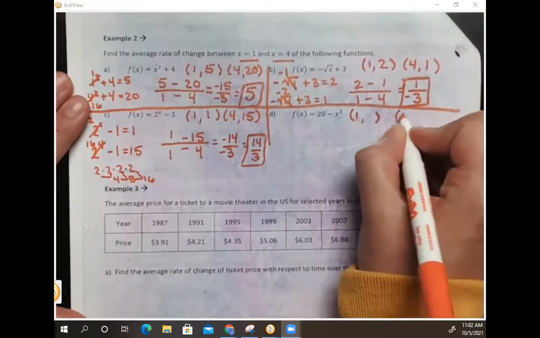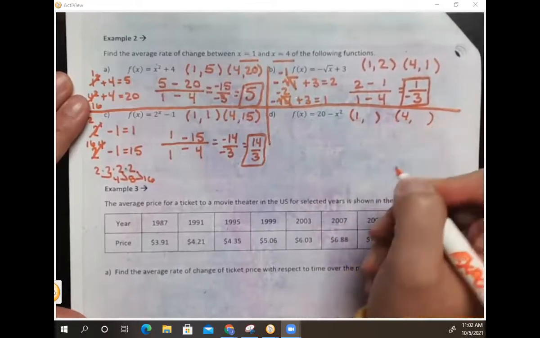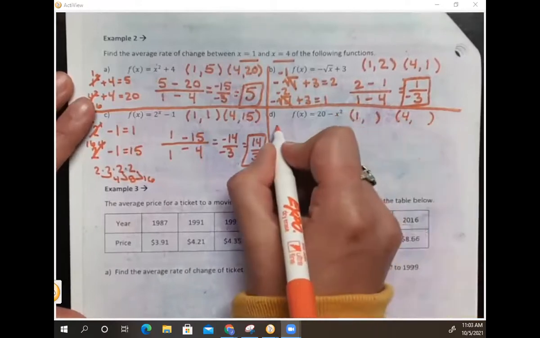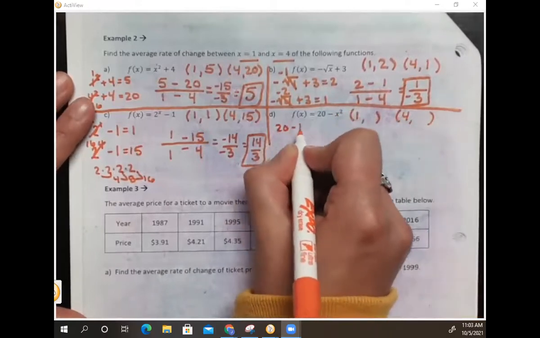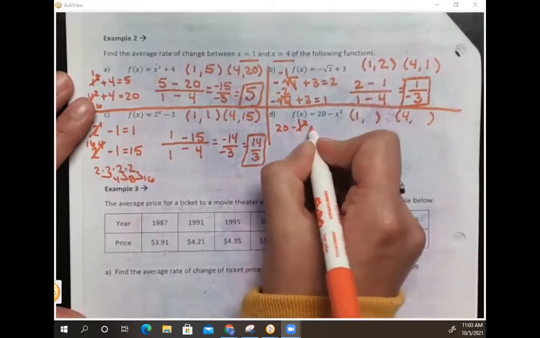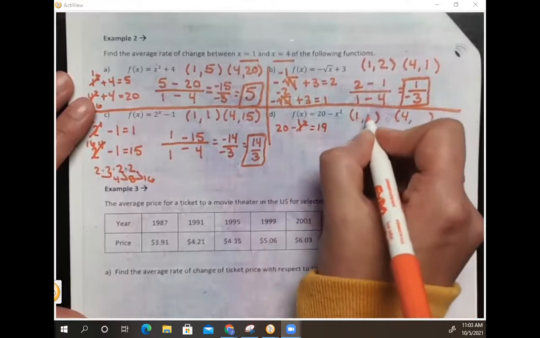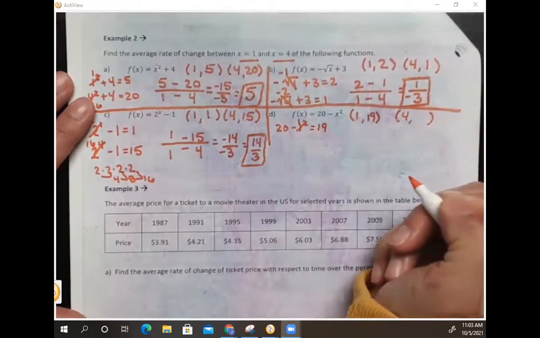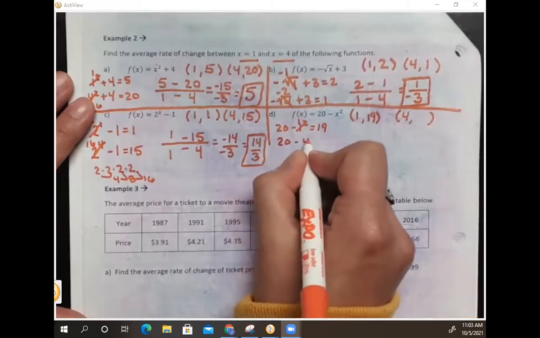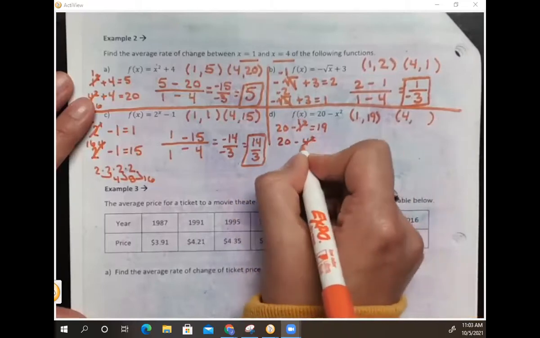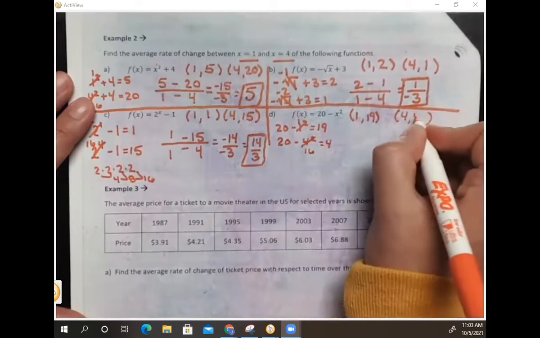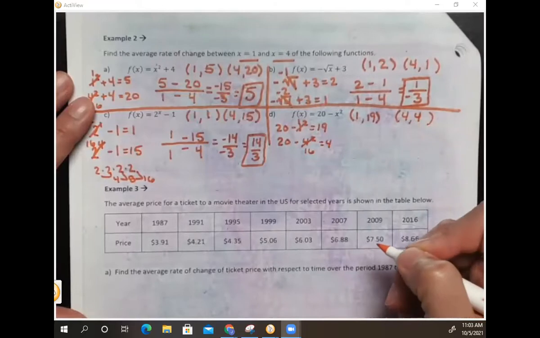Again, I know my points are 1 comma something and 4 comma something. So to find the y's, I'm going to plug in my x values. So this would be 20 minus 1 squared. 1 squared is 1. 20 minus 1 is 19. So I have the point 1 comma 19. And then 20 minus 4 squared. 4 squared is 16. 20 minus 16 is 4. So I have the point 4 comma 4.